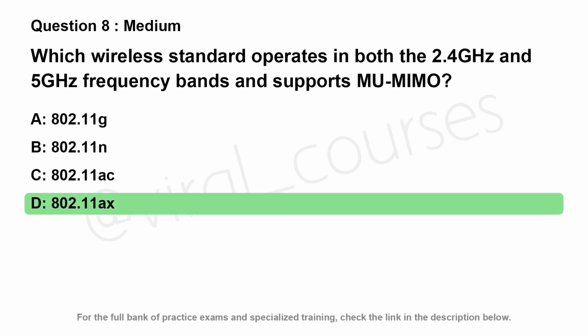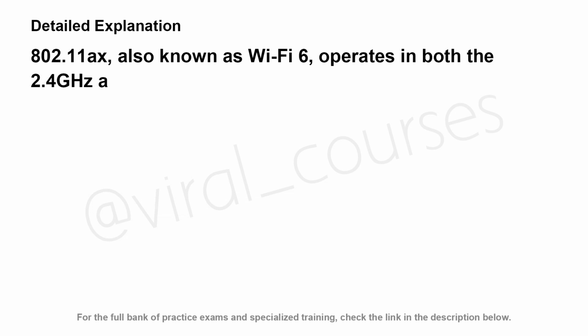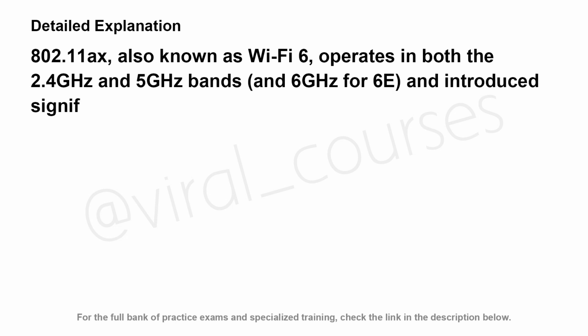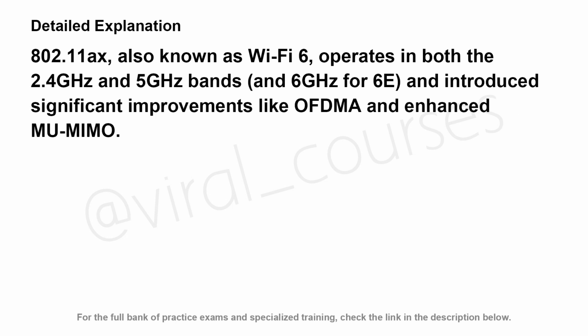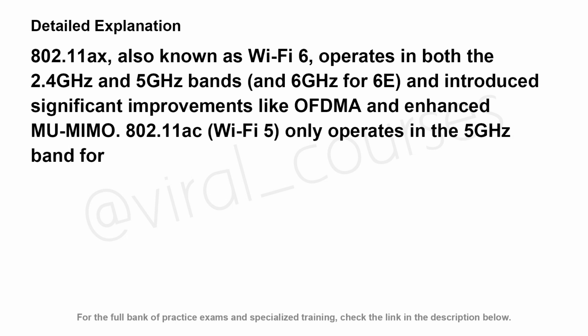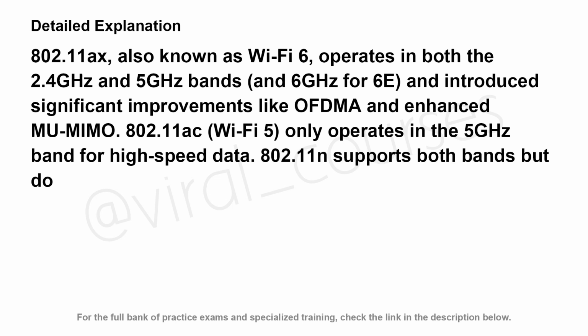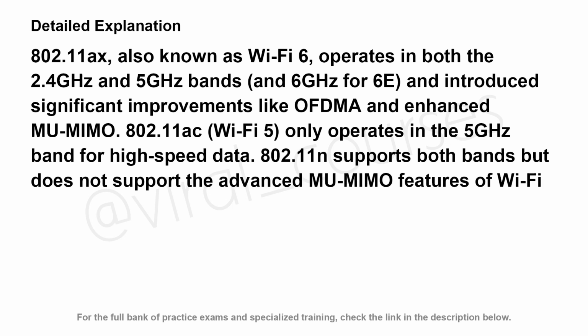The correct answer is D. 802.11ax, also known as Wi-Fi 6, operates in both the 2.4 GHz and 5 GHz bands, and 6 GHz for 6E, and introduced significant improvements like OFDMA and enhanced MU-MIMO. 802.11ac, Wi-Fi 5, only operates in the 5 GHz band for high-speed data. 802.11n supports both bands but does not support the advanced MU-MIMO features of Wi-Fi 6.